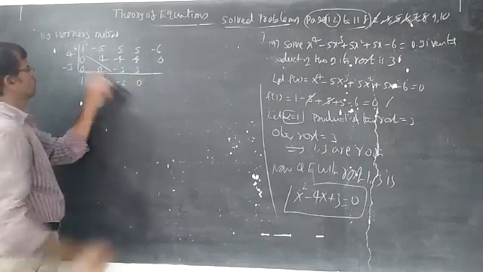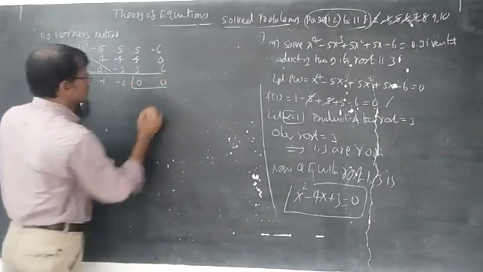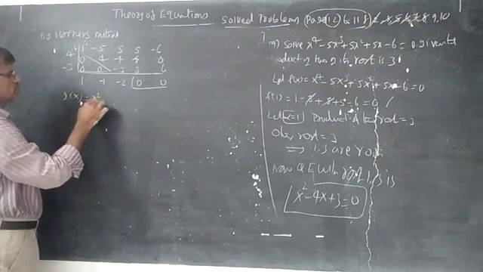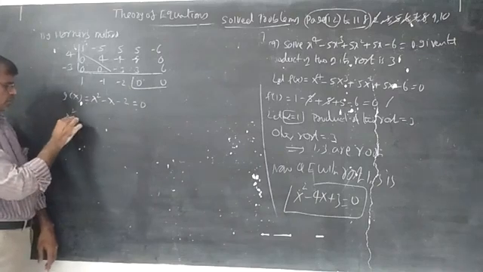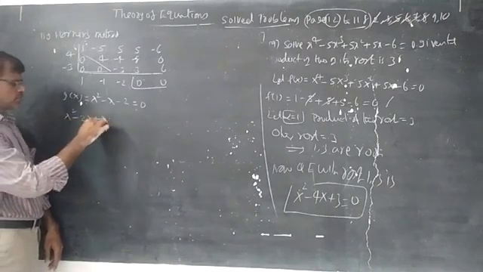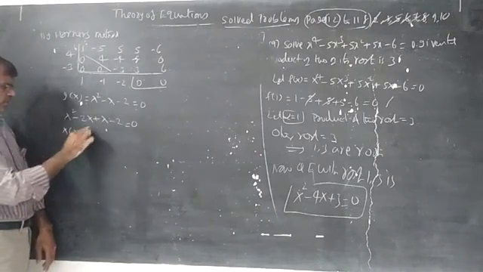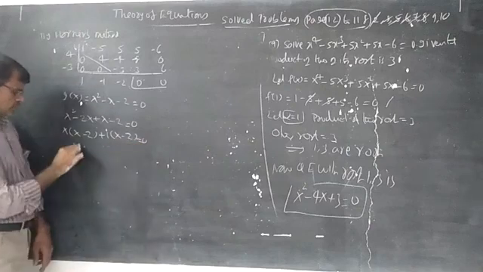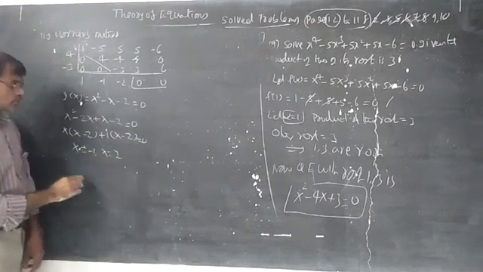This is 0. Of course 0 into 4, that is 0. Minus 2 into minus 3 plus 6, this is 0. Now you can write g of x. g of x is equal to x square minus x minus 2 equal to 0. So x square minus 2x plus x minus 2 equal to 0. x taken common, x minus 2, plus 1 taken common, x minus 2 equal to 0. So x is equal to minus 1, x is equal to 2.